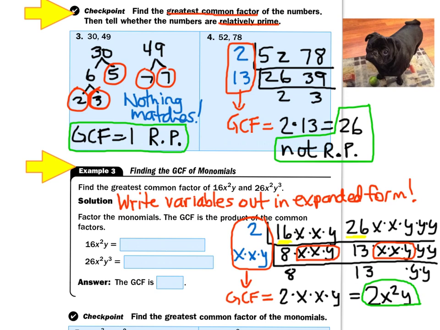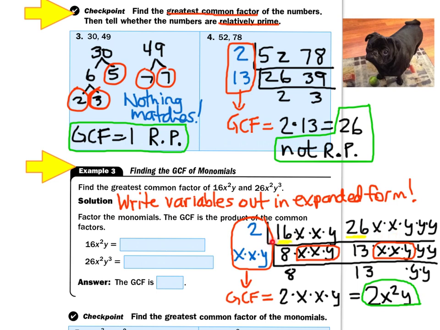Okay, take a look at example 3, finding the GCF of monomials. Well, this is really cool. Just remember to write the variables out in expanded form. So if I wrote 16x squared y, I wrote 16 times x times x times y. And for 26x squared y cubed, I wrote 26 times x times x times y times y times y.